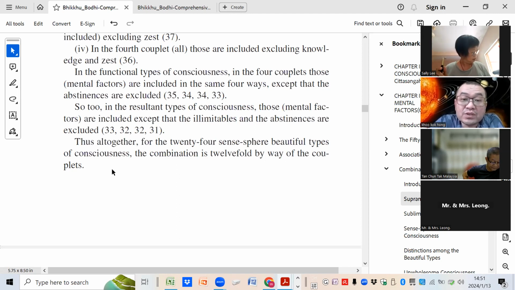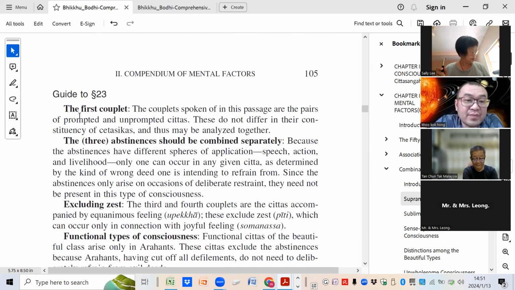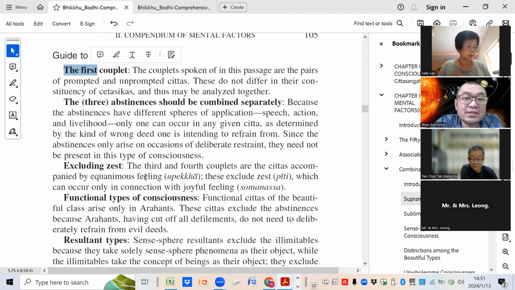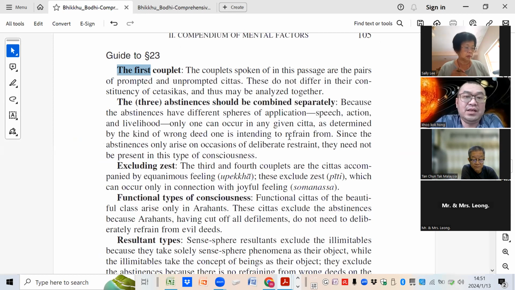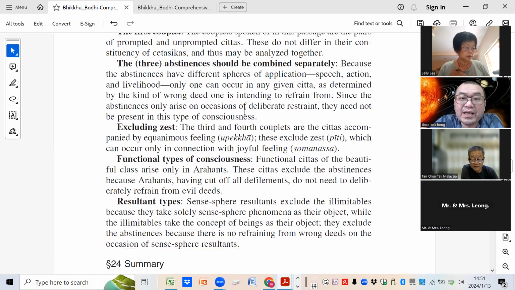Thus, altogether for the 24 sense sphere beautiful types of consciousness, the combinations are 12-fold by way of the couplet. The couplets spoken of in this passage are the pairs of prompted and unprompted cittas. These do not differ in their constituents of cetasikas and thus may be analyzed together. The three abstinences should be combined separately because the abstinences have different spheres of application: speech, action, and livelihood. Only one can occur in any given citta, as determined by the kind of wrong deeds one is intending to refrain from.